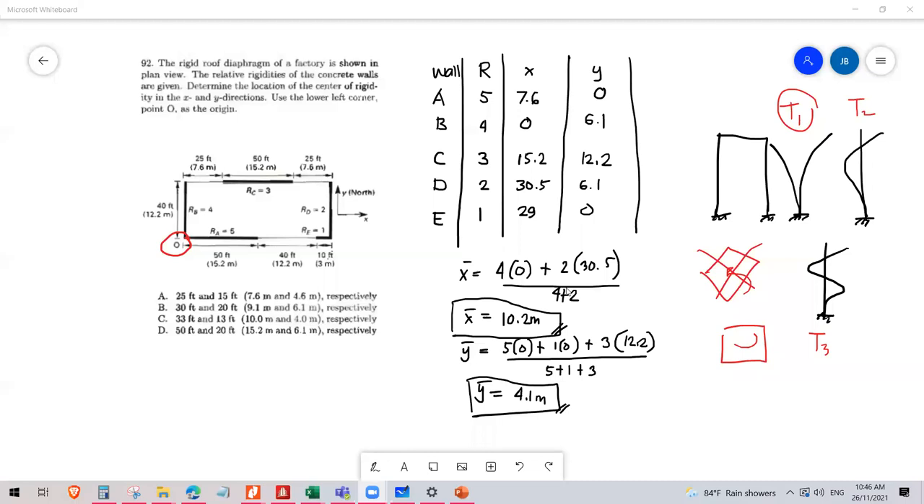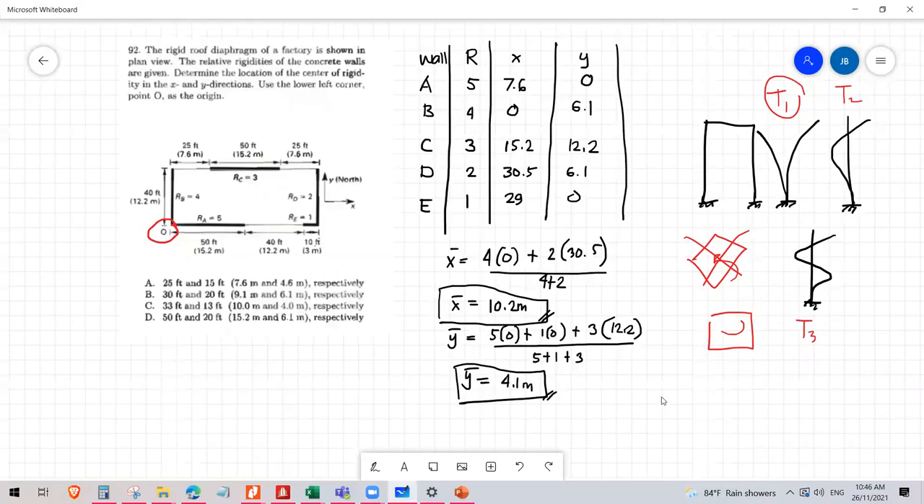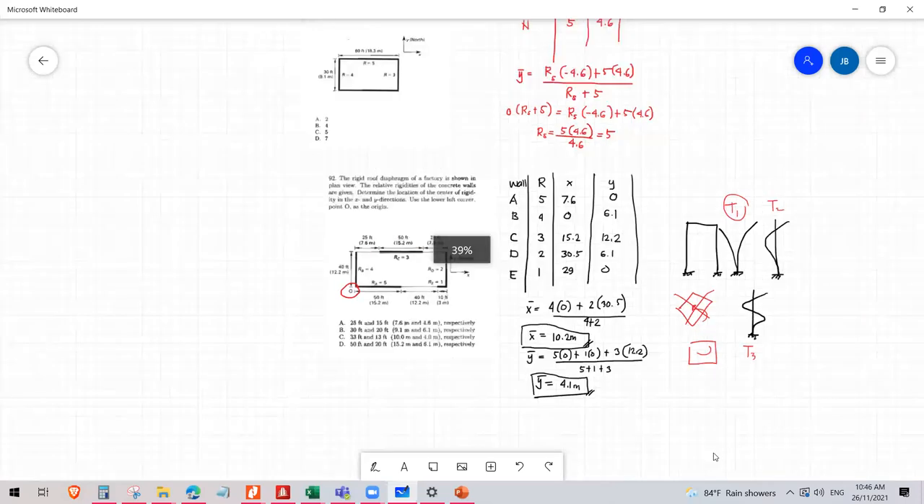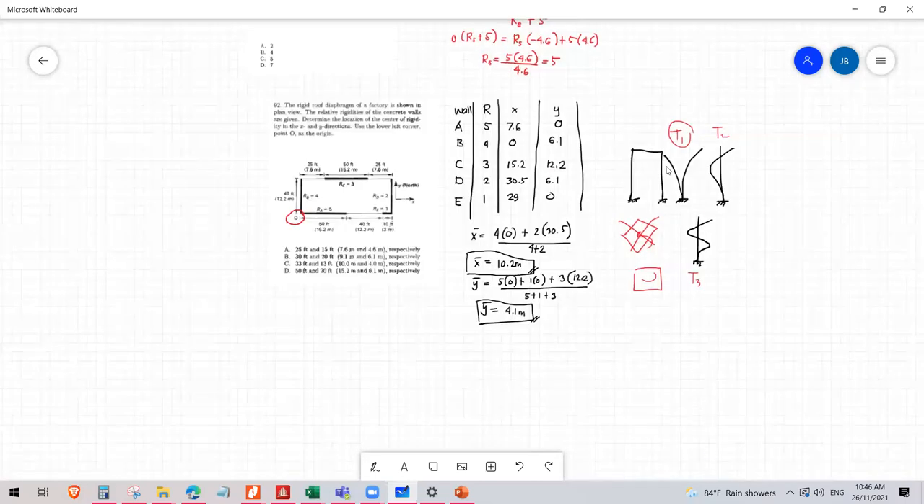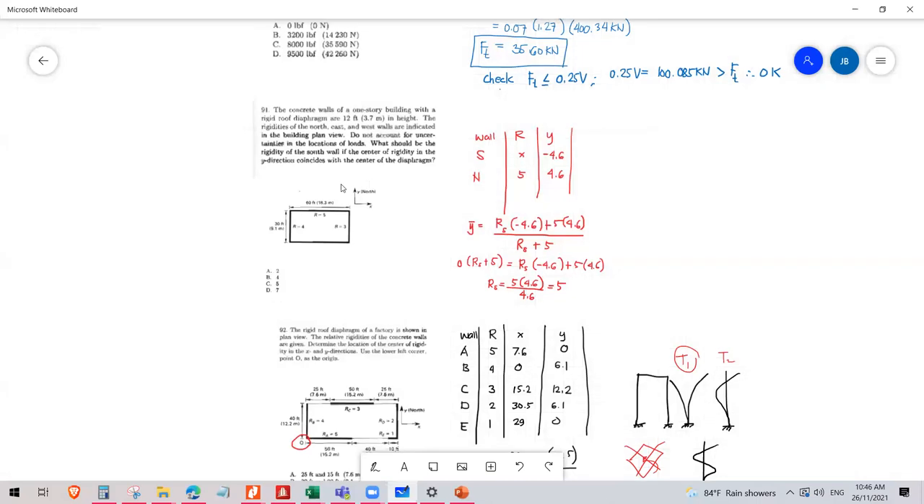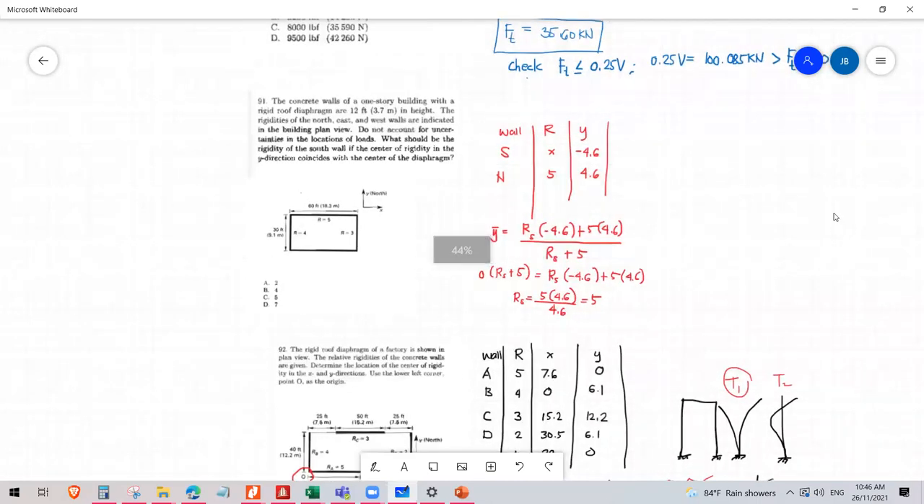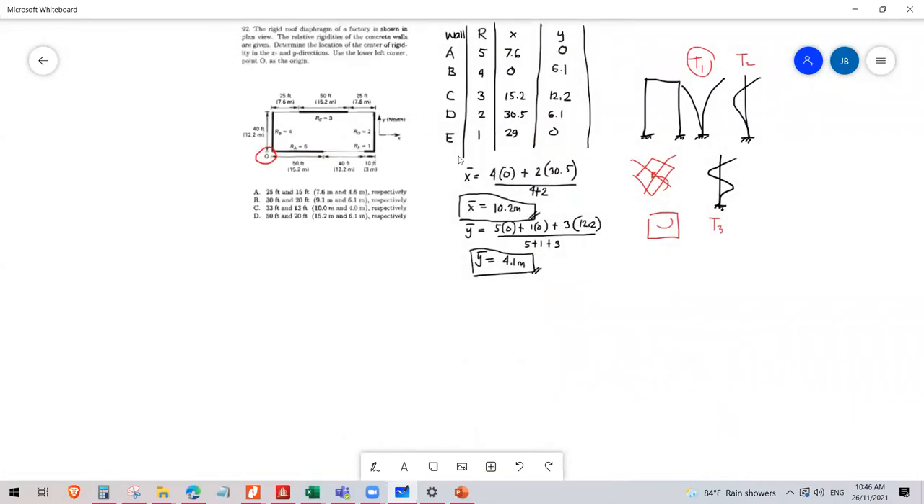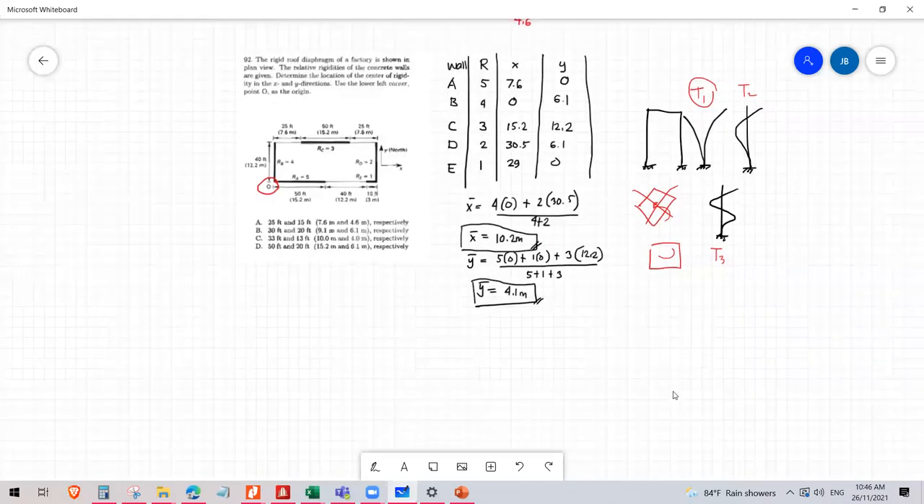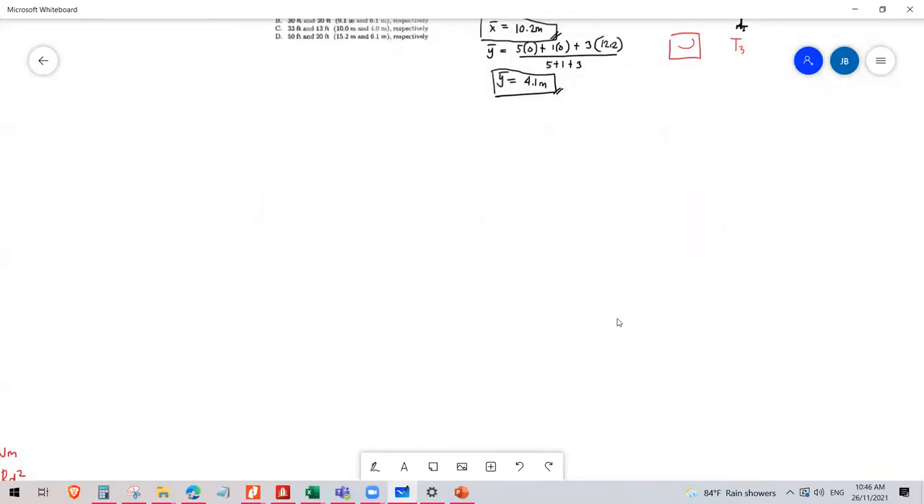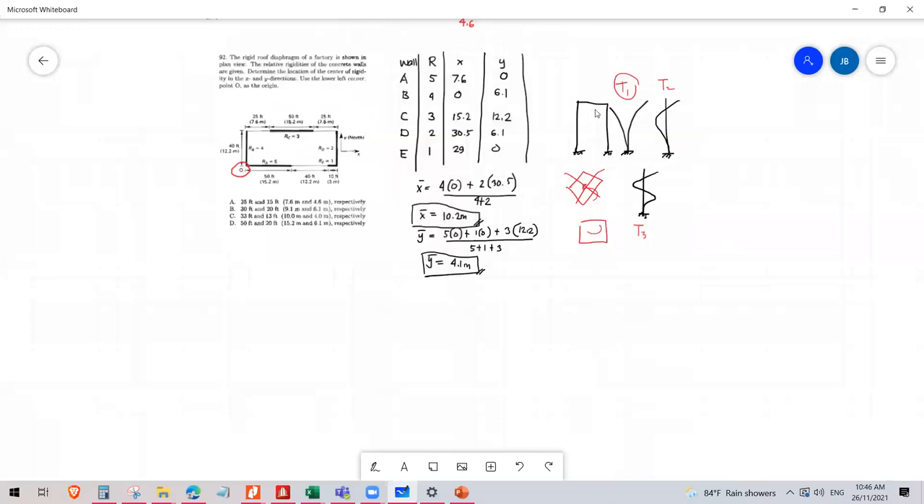Okay, by the way, baka may question before ako mag-proceed sa STAAD. May isa pa bang problem dito? Hindi ko na-discuss to kasi madali lang to eh. Once na na-absorb mo na tong concept nito, okay na yan. Okay, bakit ko pinakita tong drawing na to?